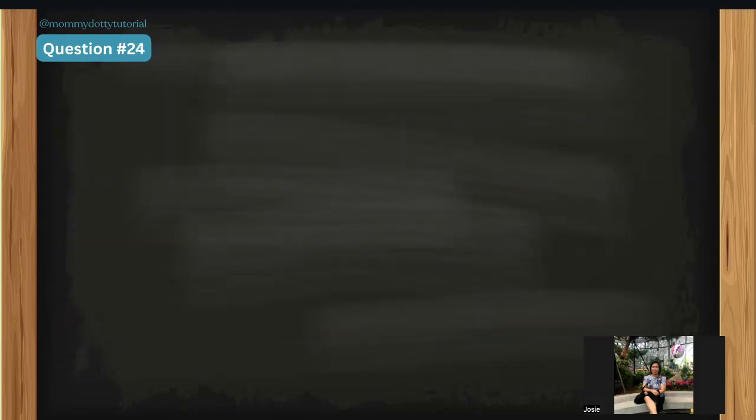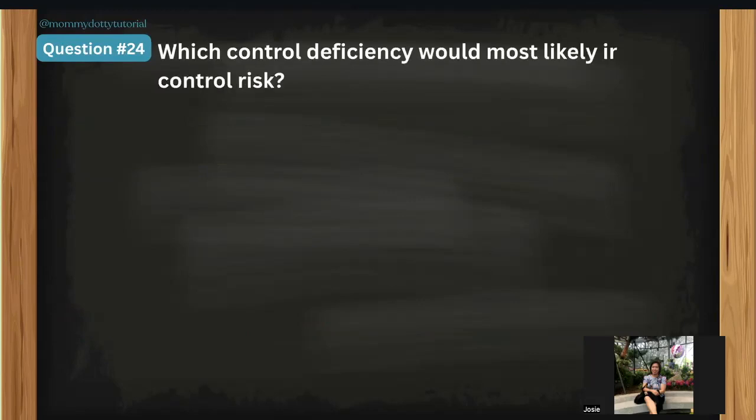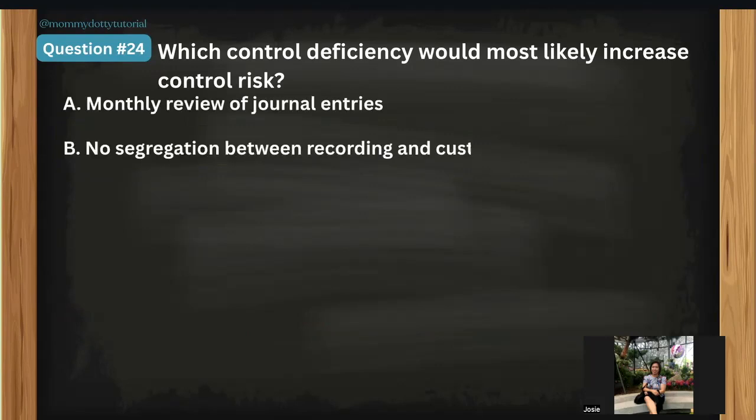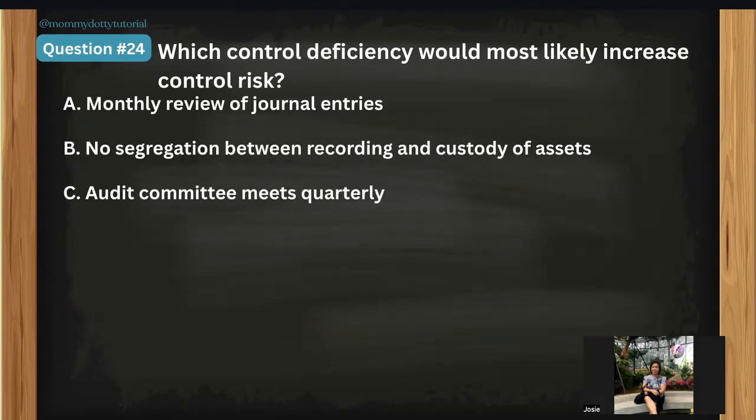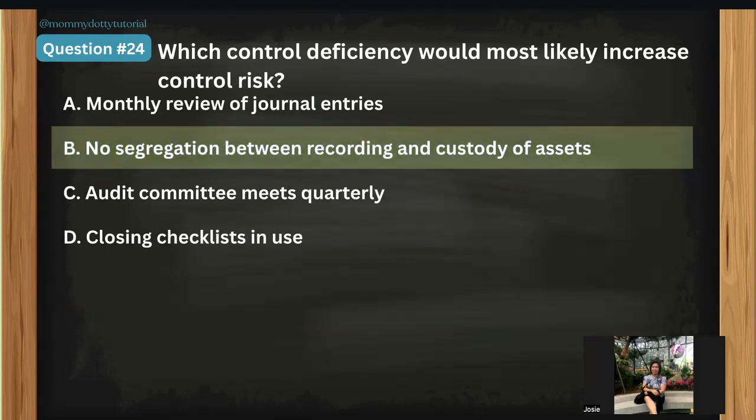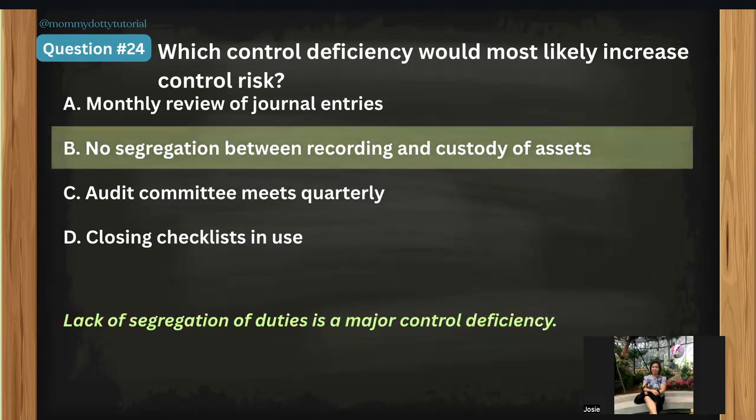Okay, question number 24. Which control deficiency would most likely increase the control risk? A, monthly review of journal entries. B, no segregation between recording and custody of assets. C, audit committee meets quarterly. And letter D, closing checklist in use. You may pause the video to think. The correct answer is letter B, no segregation between recording and custody of assets. So lack of segregation of duties is a major control deficiency.